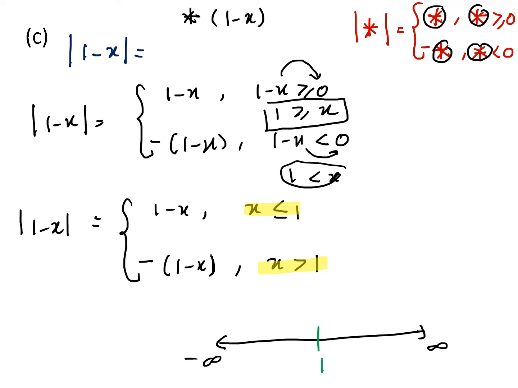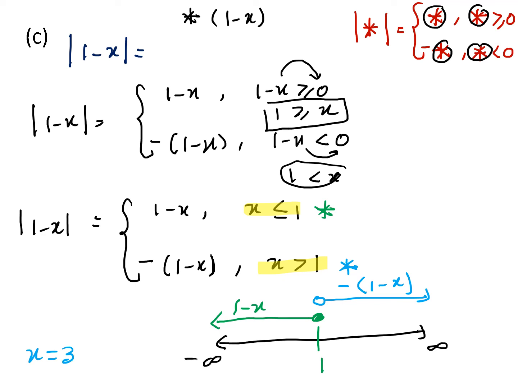Alright, if yang pertama, x less than equal to 1, ke kiri, kita akan pakai function 1 minus x. Okay, if we have x greater than 1, empty circle to your right, so kita akan pakai function negative 1 minus x. Maksudnya kalau Miss kata, Miss nak x sama juga dengan 3, apa function yang kita akan guna? Warna biru ke warna hijau?